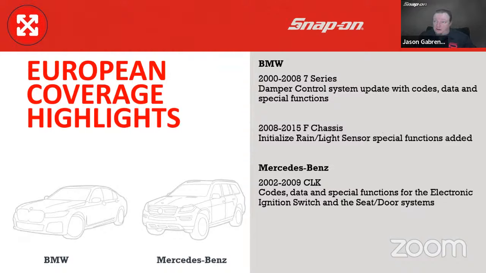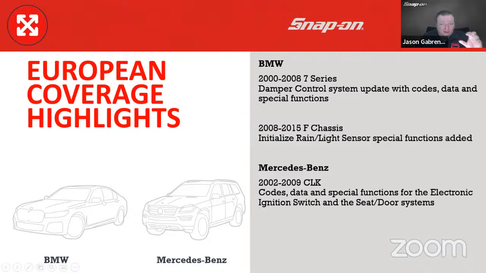How about European vehicles? BMW 7 Series, 2000 to 2008. A lot of folks say, well, why get the update if I'm not working on brand new cars, right? Well, this is back, 22 years ago. We can go back that far for a 7 Series damper control system, updated with codes, data, and special functions.